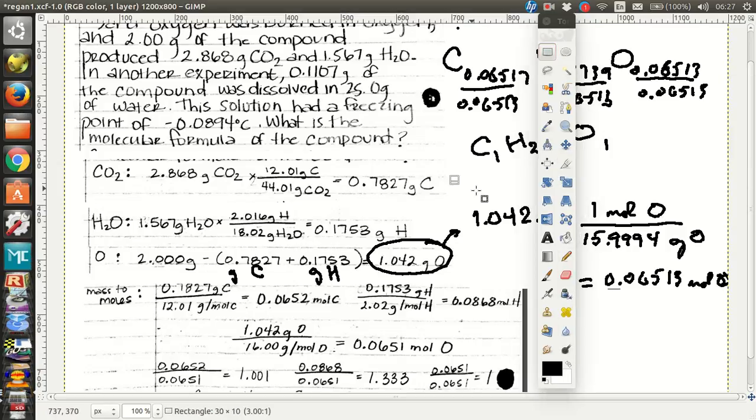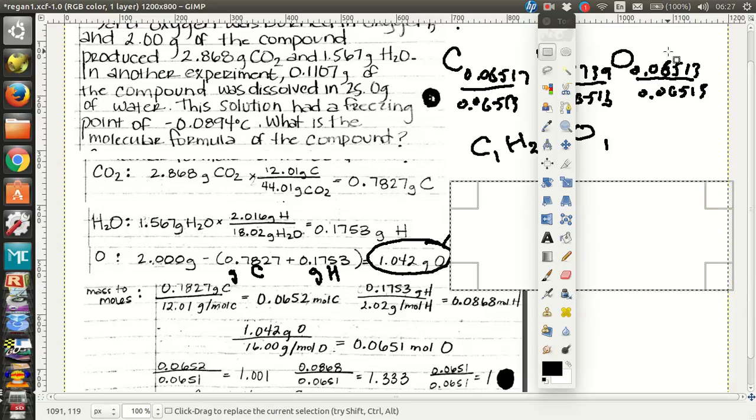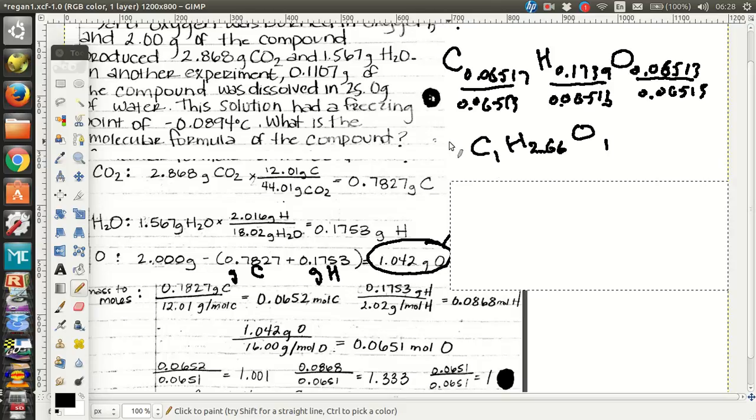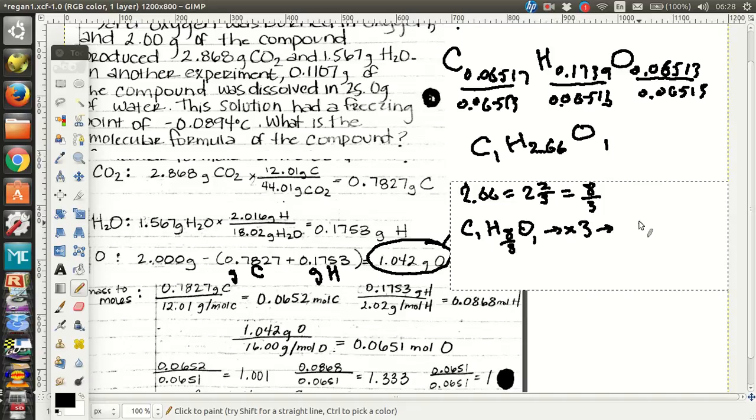So let me buy some room over here. Okay, great. Now, back to the pencil. Okay, so here, this 2.66. What is 2.66? Well, 2.66 is 2 2/3, because 2/3 is 0.6666666. Now, what is that as an improper fraction? Well, 2 times 3 is 6, plus 2 is 8. There's the 8. I keep the same denominator, so it's 8 over 3. So what I've got here is C1 H 8/3 O1. Obviously, I can multiply them all by 3 and get whole numbers. So if I multiply them all by 3, I get C3 H8, because 3 and the 3 cancel, O3. C3 H8 O3. That is the correct empirical formula.